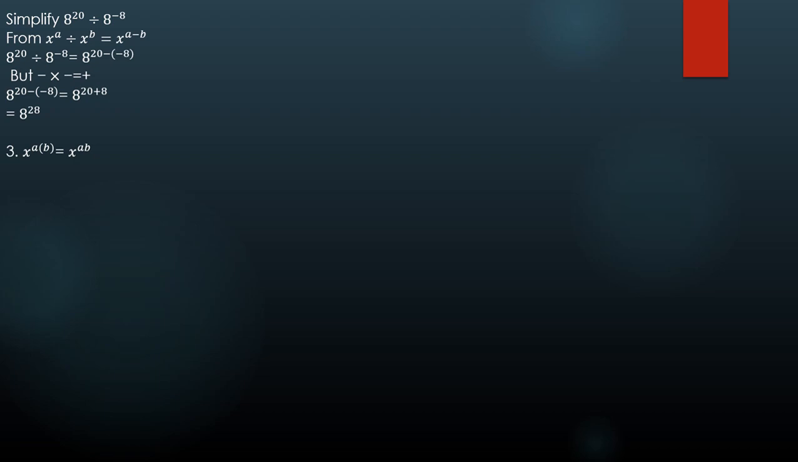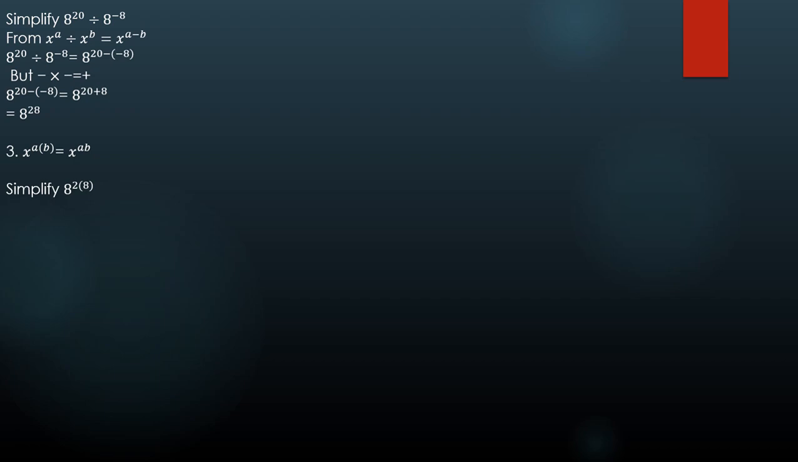As simple as that. Let's go through another rule. This is x raised by a, open your bracket, put b into it and close your bracket, is equal to x raised by ab. This simply means that when you have their powers like this, you can easily multiply them together and fuse them together as one. Let's say we have x raised by 2, open bracket, 3, close bracket. We can call this x raised by 2 times 3, which is x raised by 6.